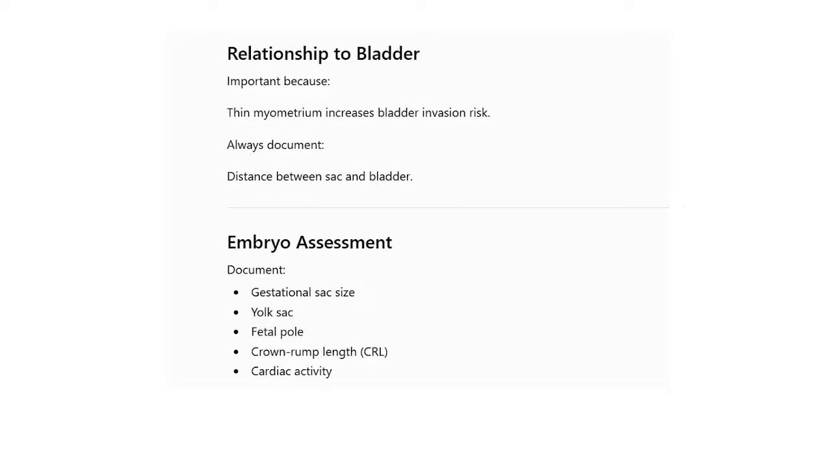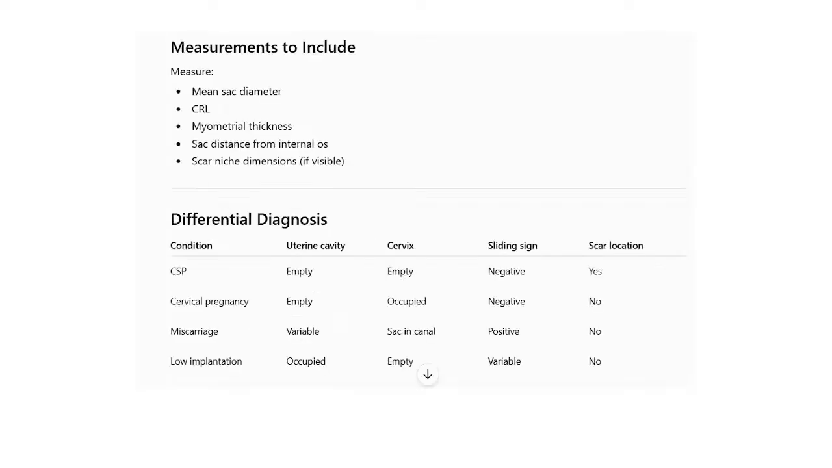For the embryo assessment, document the gestational sac size, the yolk sac, the fetal pole, the crown rump length, and the cardiac activity. The measurements to include are the mean sac diameter, the crown rump length, the myometrial thickness, the sac distance from the internal os, and the scar niche dimensions if visible. Most of the time the niche will not be visible.